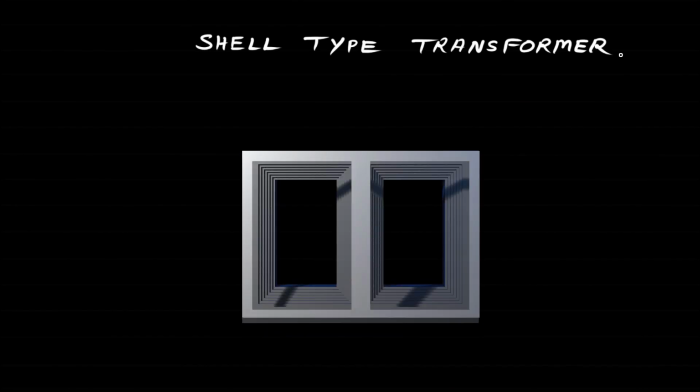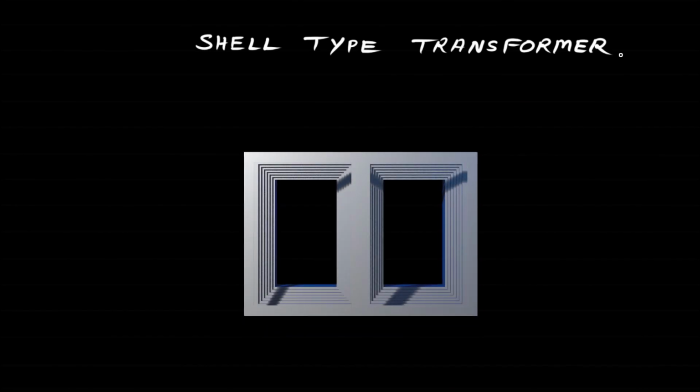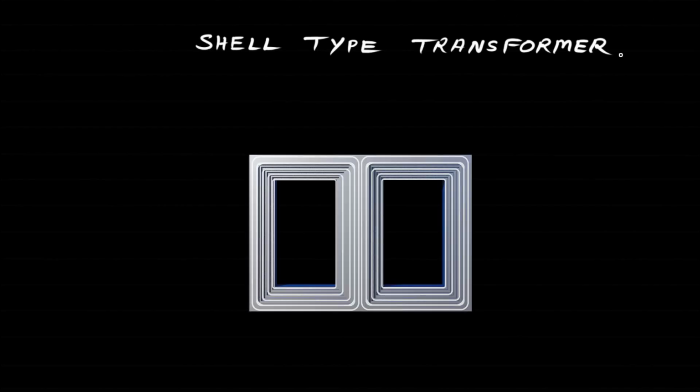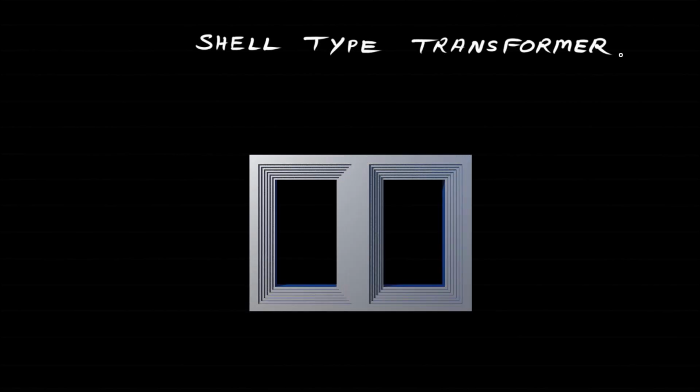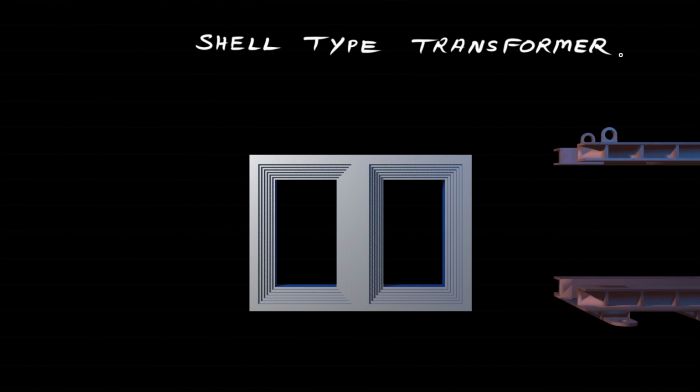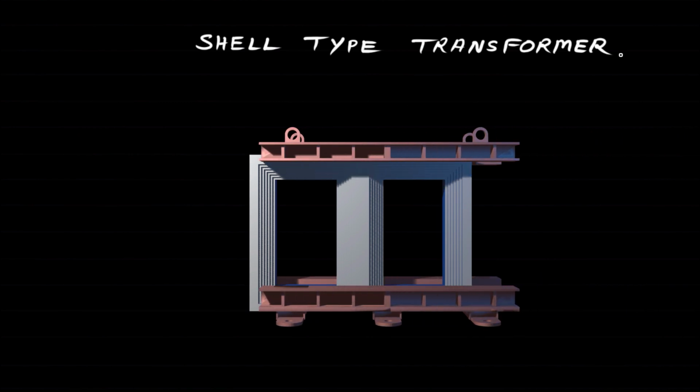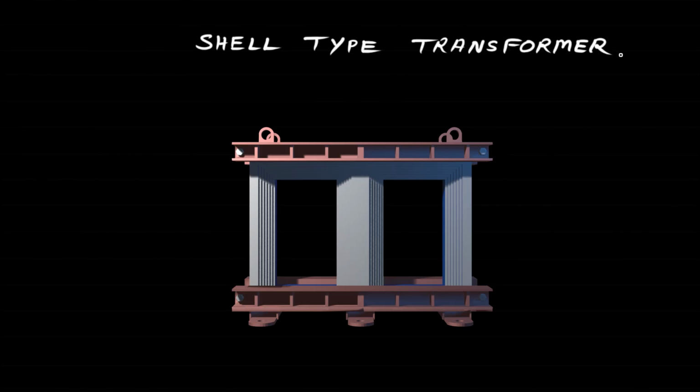The central limb is wider than the outer limbs because it carries the entire magnetic flux, while the outer limbs each carry only half. The laminations are carefully stacked to maintain minimum air gaps at the joints. The entire assembly is clamped tightly, using insulated bolts and frames to prevent vibration and humming during operation.